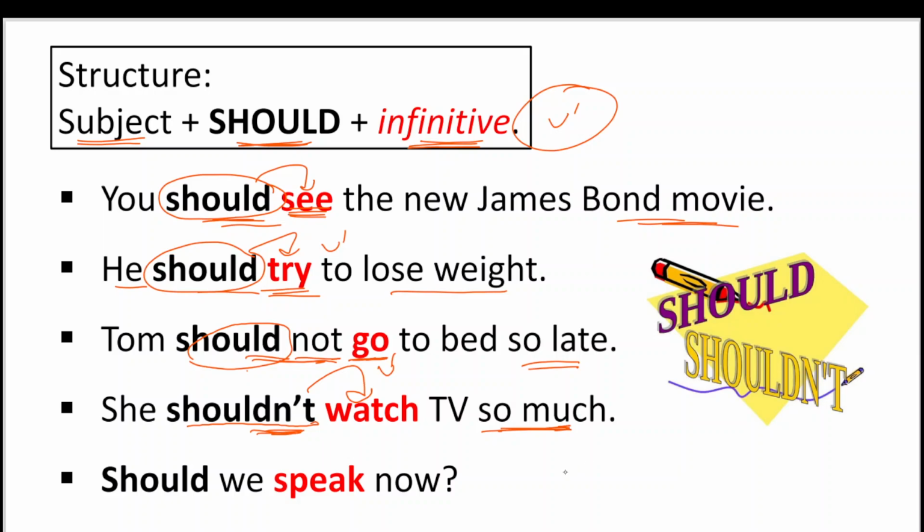Now take a look at the question. When we have to make questions, should will come at the beginning of the sentence. Should we speak now? Here we are giving a piece of advice to ourselves. Should is at the beginning of the sentence and the question mark at the end. So this is the use of should. Should is used for advice, recommendations and obligations, and this is the structure: first we use a subject, then should, and then the first form of the main verb. I hope it is very easy and you understood what I wanted to tell you.